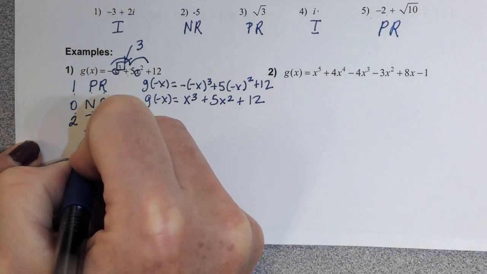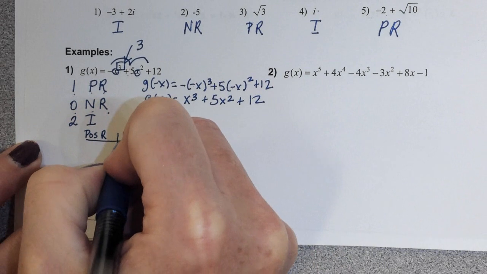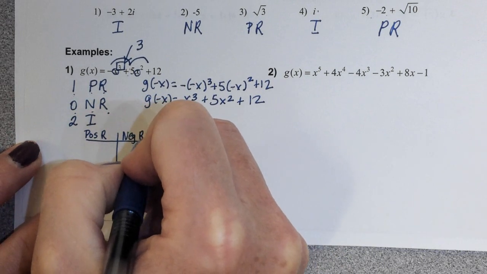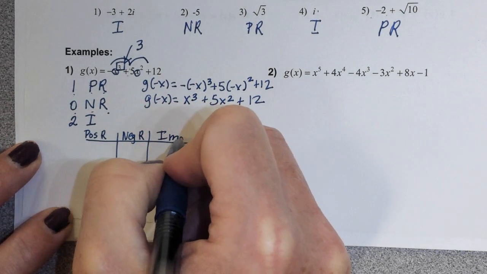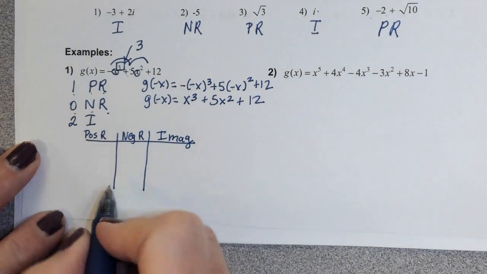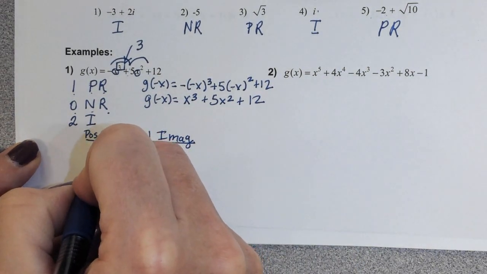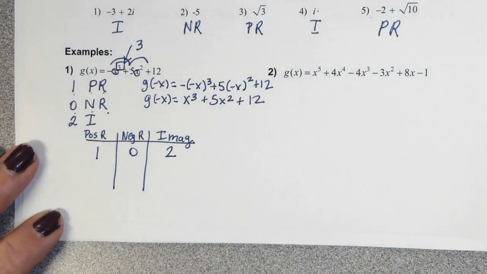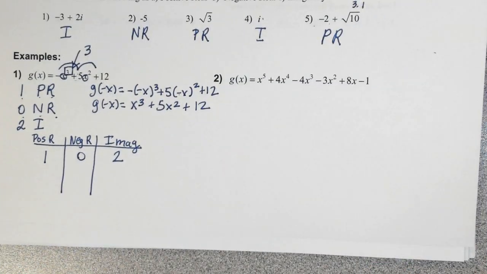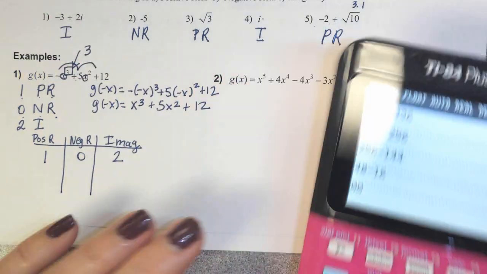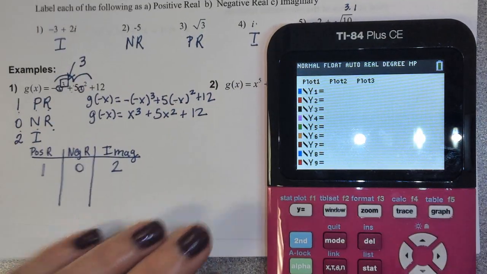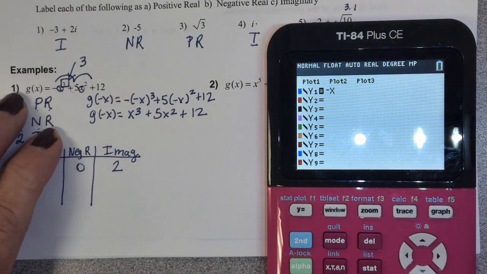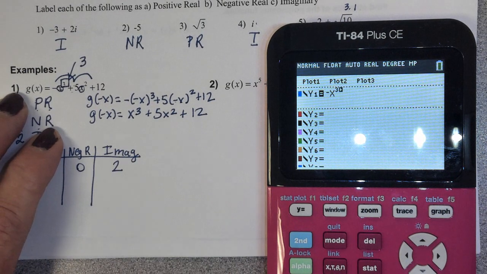So we can have positive reals, we can have negative reals, or we can have imaginary. So for this case, I can only have 1 positive real, 0 negative reals, 2 imaginary solutions. Now, let me show you what this function would look like on the calculator. So if I put this in: negative x raised to the third plus 5x squared plus 12.